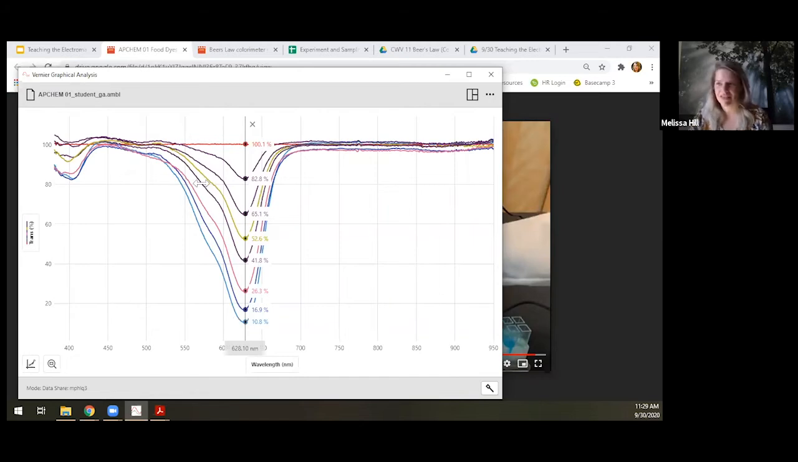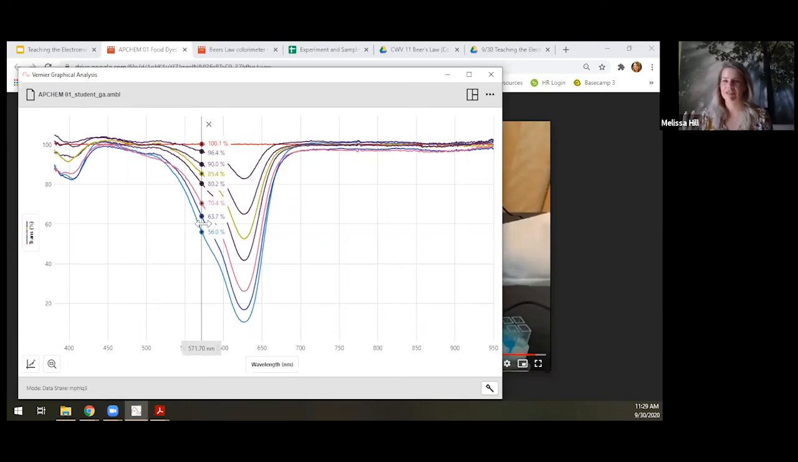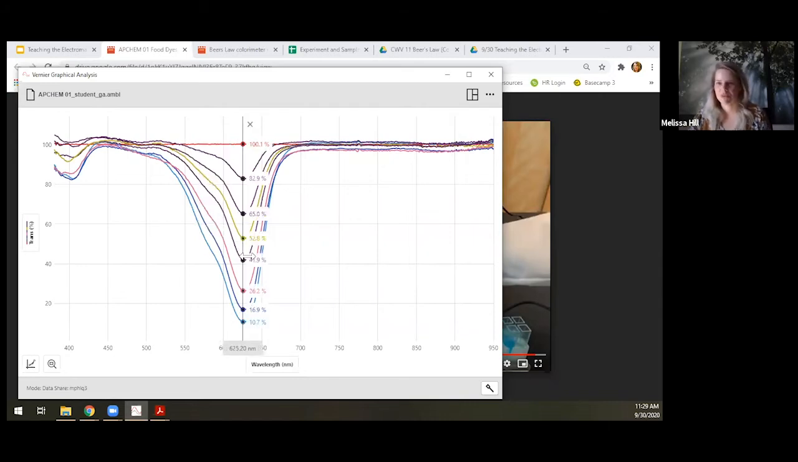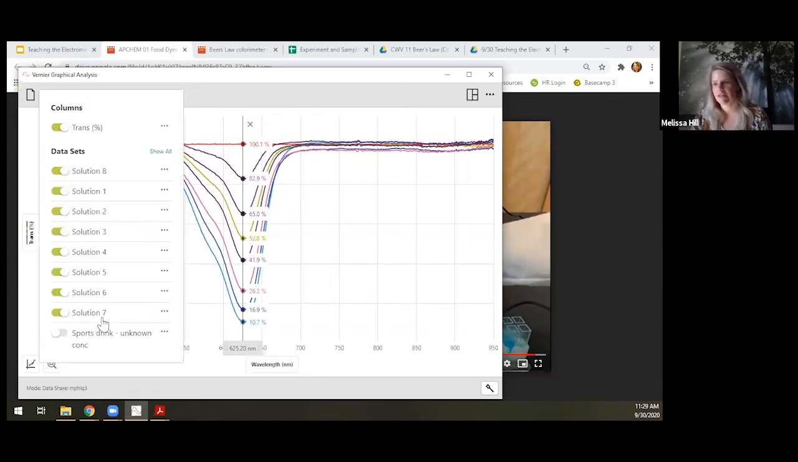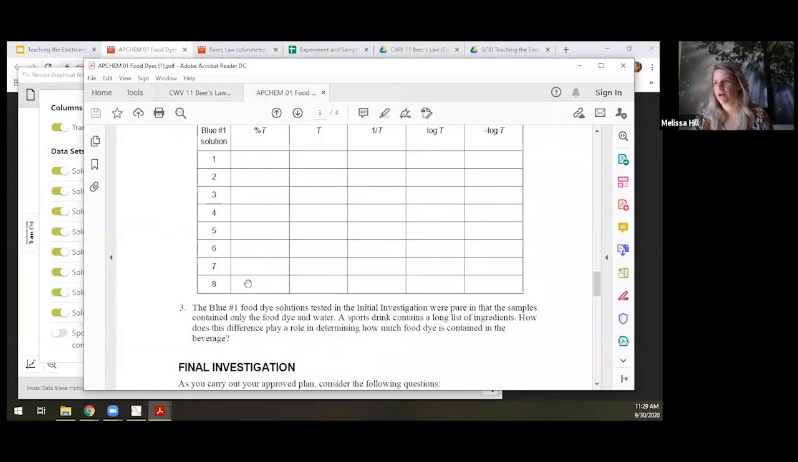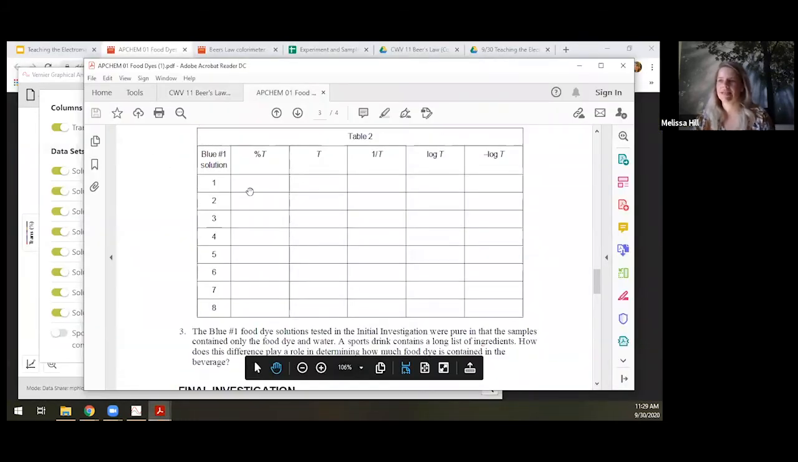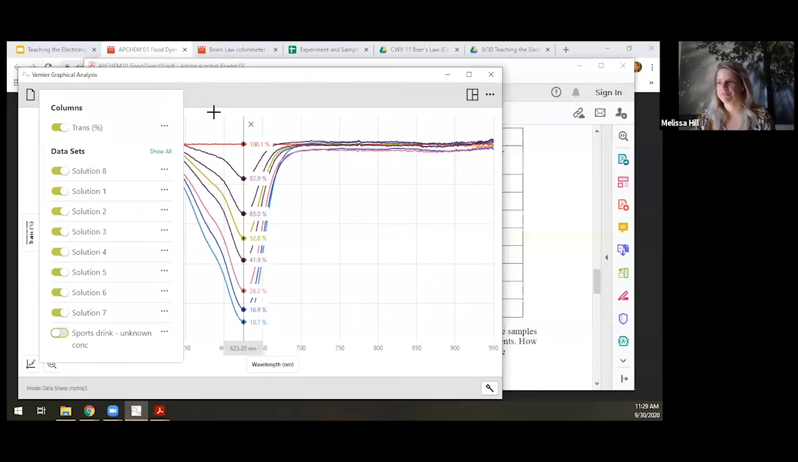I could pick this wavelength if I wanted. They're all different. Maybe you can have your students play around with some of that and really understand why you're picking a specific wavelength. But your students would ultimately, hopefully, come to this conclusion. And they can see all the solutions in here. They can see the sports drink, unknown. And the lab walks them through really nicely, making this data table where they got the raw percent transmittance that I just showed, but then they go into making calculated columns and things like this.